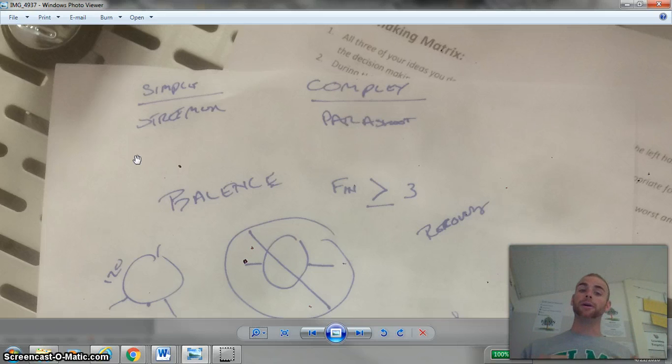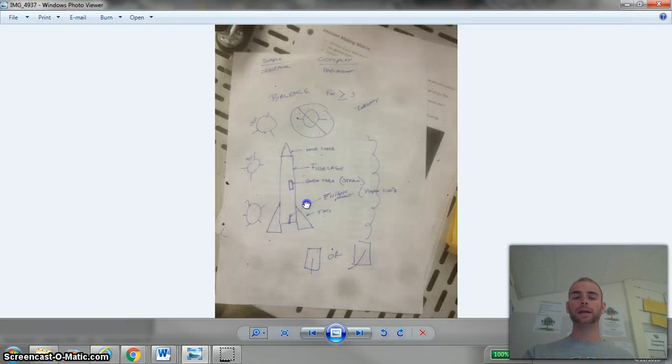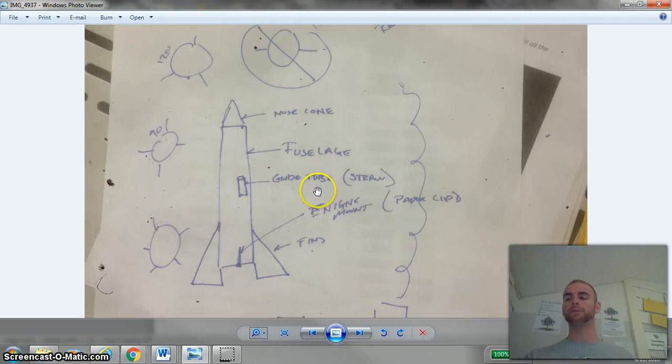If you're feeling a little adventurous, you can use the complex parachute system. But if you're feeling like, I don't know if I can handle that, or you're running out of time, we can always go back to the streamer, okay? But once again, those are just simple recovery systems. If you have any questions, please let me know next class.